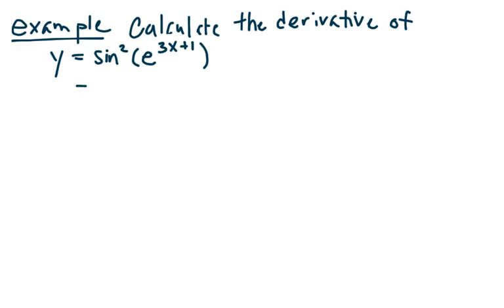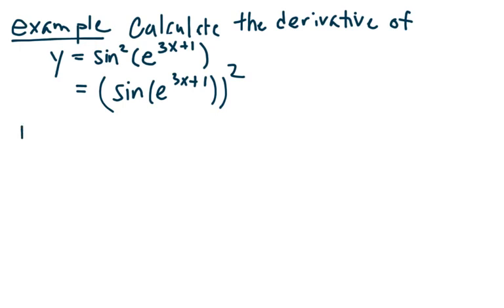So if I were to rewrite this, it might be easier to see. I could rewrite this as sine of e to the 3x plus 1, the whole quantity squared. And then maybe it's a little easier to see what we're going to do. We're going to use the power rule and bring the 2 down front. That'll be our derivative of the outermost function. Then we'll work our way inward towards the sine, take the derivative of the sine, and then lastly we'll be multiplying by the very inner function, which is this e to the 3x plus 1 term.